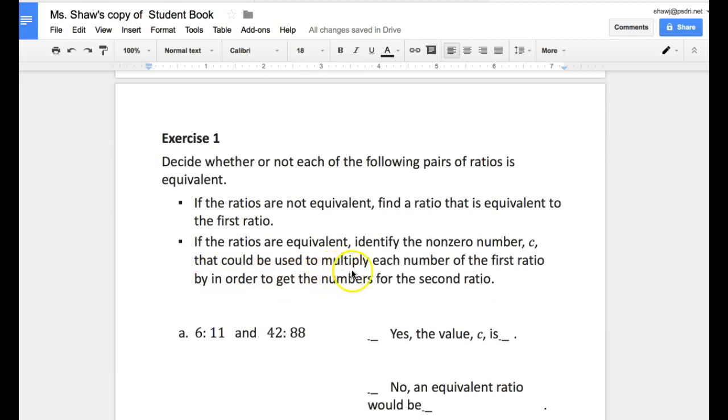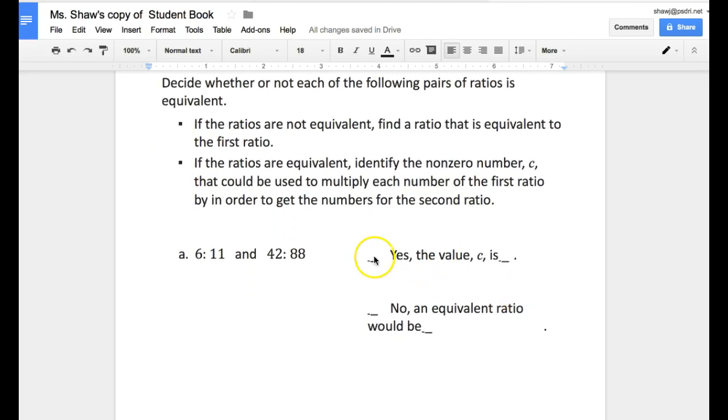That could be used to multiply each number of the first ratio in order to get the numbers for the second ratio. Okay, so if we have it correct, we have to say what number has been multiplied by both to get these numbers. If, however, it's not an equivalent ratio, what number could we multiply it by to get equivalent ratios? Make sense? I hope so. Let's give it a whirl. Okay, so here we go.